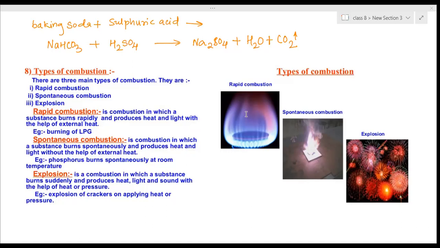Even if we drop sodium or potassium directly into water, what happens? It will catch fire. Whenever sodium or potassium is placed into water, we have seen that it immediately catches fire. Yes, ma'am, in the metals and non-metals chapter, you have learned that. So that is also spontaneous combustion, where external heat is not necessary for burning.